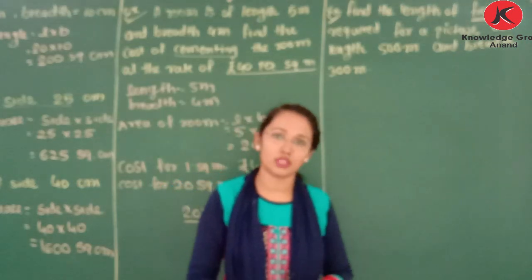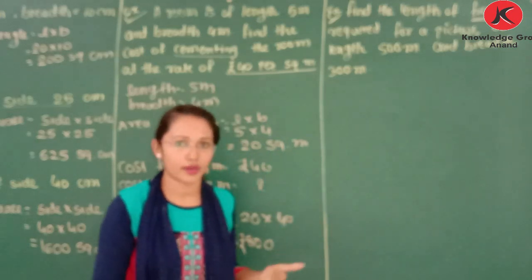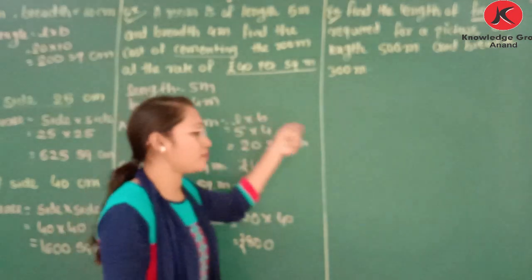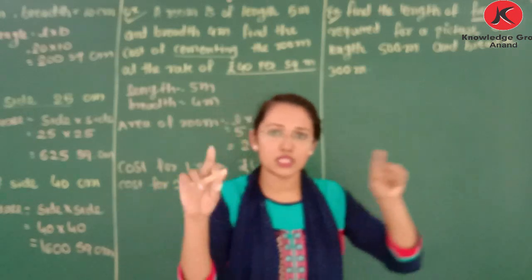It is the perimeter. So first, in a word problem, try to understand the meaning of the word given. Here cementing means it covers all surface. So it is area. And frame means outer boundary.